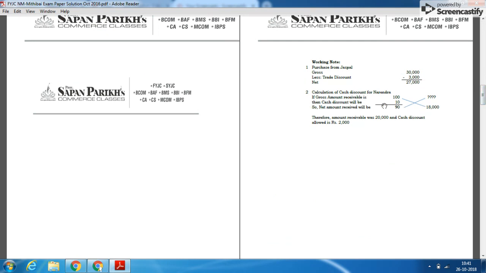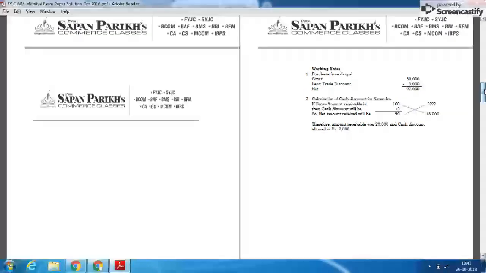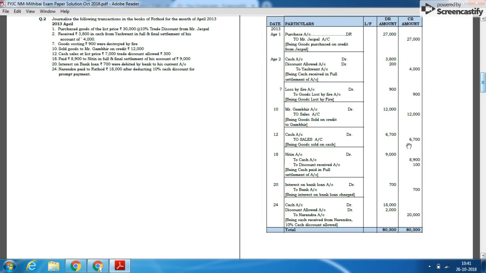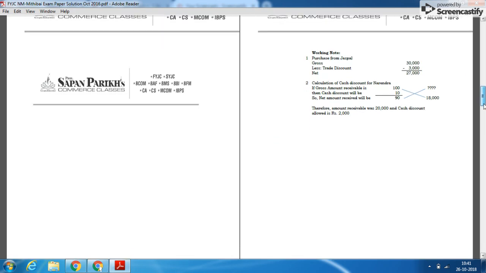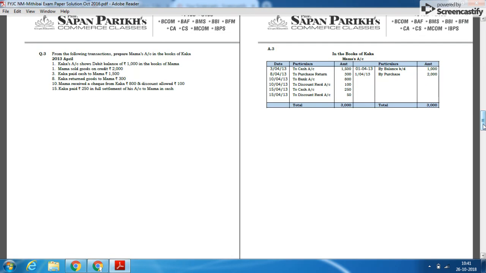If the gross amount receivable is 100, then the cash discount will be 10 and the net amount will be 90. So 18,000 is equivalent to 90. So 100 is equivalent to how much? Which is 20,000. So amount receivable was 20,000 and cash discount allowed is 2,000. So the entry would be cash account debit 18,000, discount allowed account debit 2,000 to Narendra 20,000. And then don't forget to take the total of debit and credit, which should match. Let us quickly go to question number three.